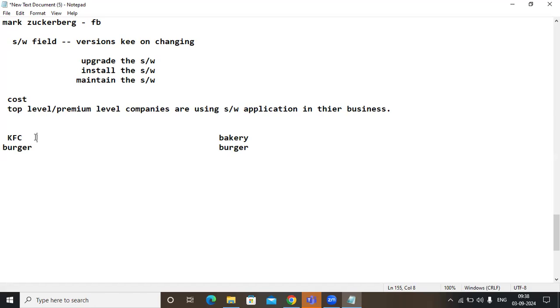Tell me why the bakery person is taking the back step to use the software application? Because they cannot afford it, because of the maintenance cost. Yes or no? Suppose they reduce the cost, then automatically small companies or medium level companies, they can use software applications in their business. Understand? Clear, all of you?